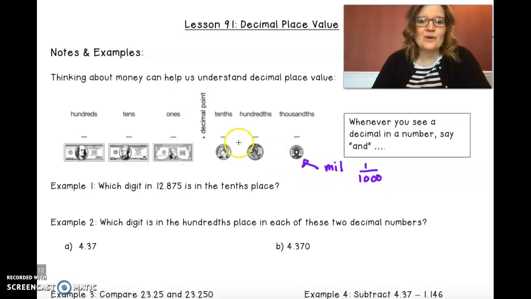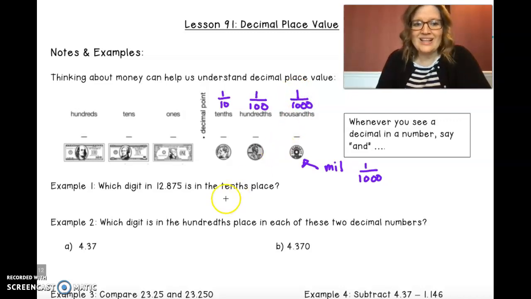So, looking at this, when we have our tenths, we know that this is 1/10, and our hundredths, 1 out of 100, and our thousandths, 1 out of 1,000. So, let's look at which digit is in the tenths place. Tenths place. We look, and our digit would be 8.